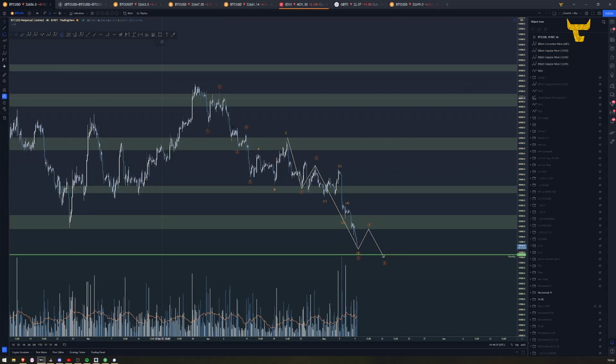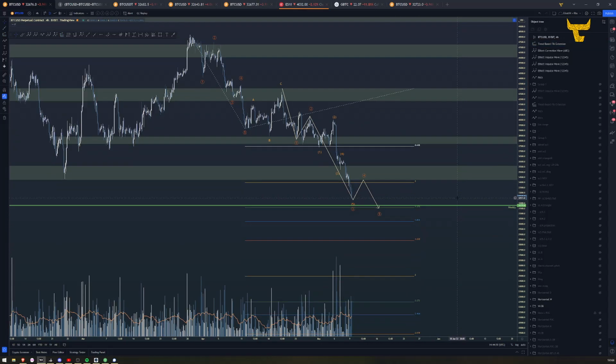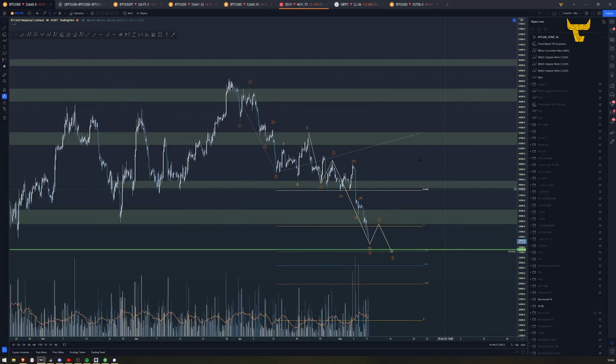So now, if I take my fib target here, from here to here, and to here, we see how we can now fulfill an ABC move, allowing for room, but we are into the target between the 1 and the 161.8. So it can be an ABC move here. Let's say we find support on the weekly.